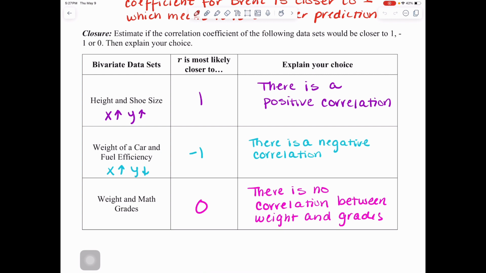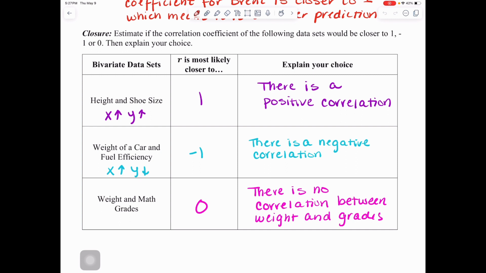So we had to place a 1, a -1, and a 0. So height and shoe size we've talked about before. As X is going up, Y is going up. So I know it has to be positive, which means my correlation coefficient also has to be positive. So I put this with R being most likely closer to 1. My reasoning was because there's a positive correlation.